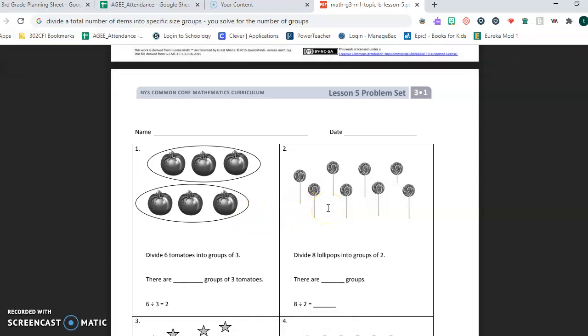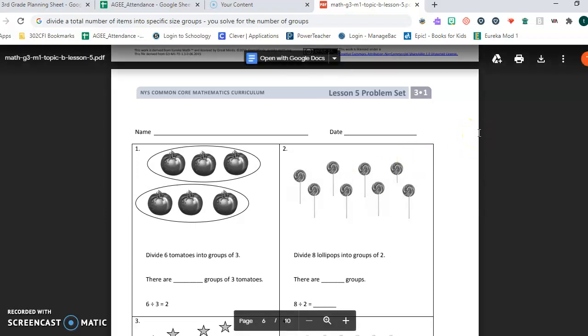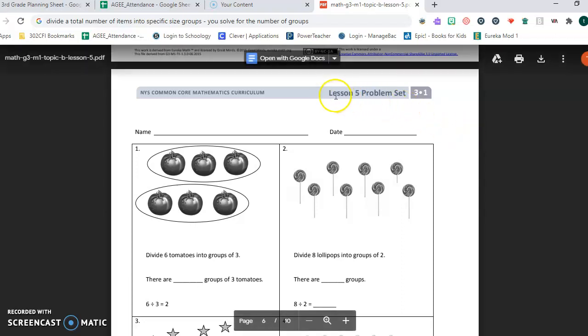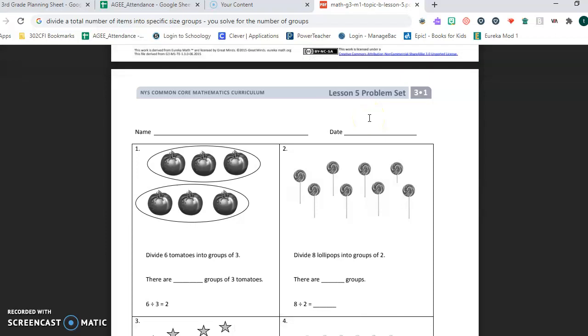Good morning, kids. It's Mr. AG here, and today we're going to look at the Lesson 5 problem set. Today is Wednesday, August 26th, and you will be doing the work in your green book, your Module 1 workbook, Lesson 5 problem set. And the focus for today is division again, but we're taking a different angle.